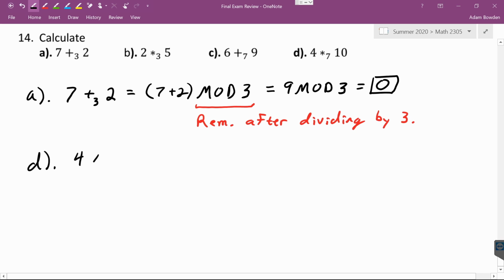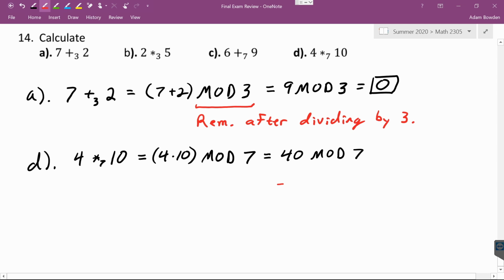Similarly, if we take 4 times 7, times 10 under mod 7, then that would be 4 times 10, and then we take the remainder after dividing by 7. So that would look like 40 mod 7. And just keep in mind, if you divide 7 into 40, it goes in there 5 times with 5 left over as the remainder. So that's our remainder, and so 40 mod 7 is equal to 5.